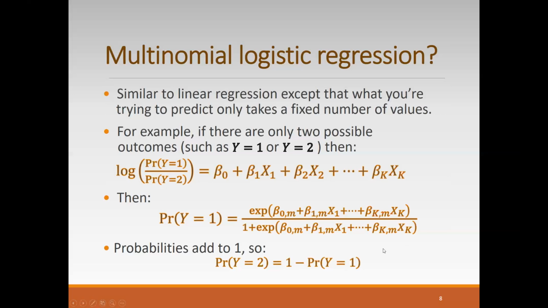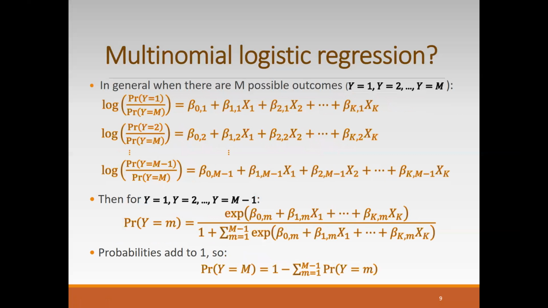Now that's just 2 possible outcomes, but let's say we had m possible outcomes. Then, rather than 1 equation, you'd end up with m minus 1 equations, so it gets more complicated. And I'm not showing this in order for you to be able to fully understand it. I'm just showing the maths here for those that are interested, but it's not necessary to understand this R course. It's just to outline what the maths is.